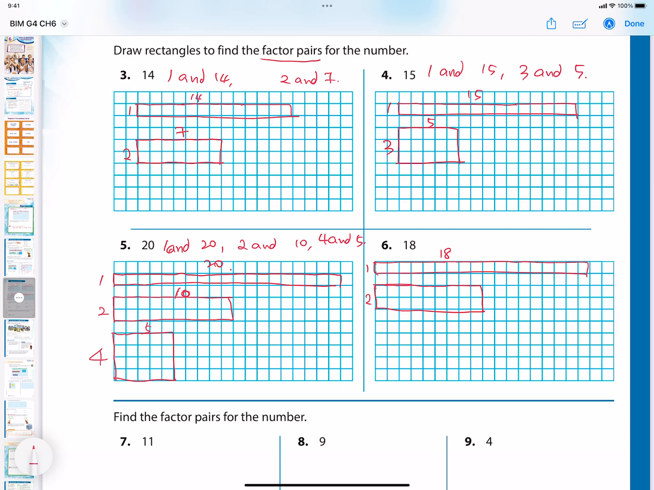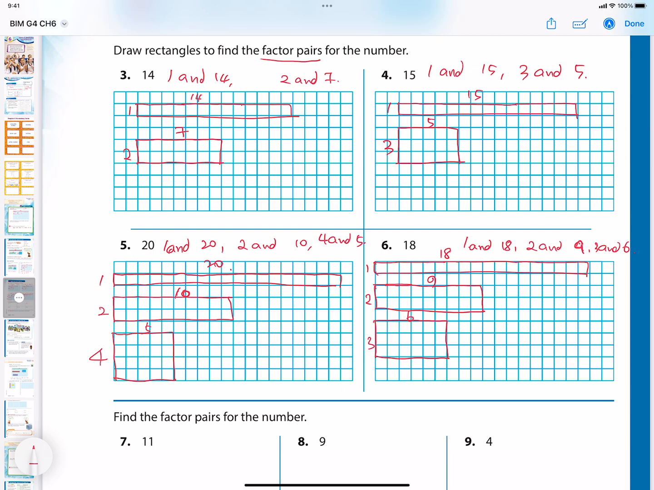Okay, what about 3 times table? Yes, 3 times what? 6. 1, 2, 3, 4, 5, 6. That's also what? 18, right? Okay, now, what about 4? 4 times table? No. What about 5? No. Okay, since we have 6 times 3 is 18, we don't have to go more than that. So I can say what? Factor pairs are 1 and 18, 2 and 9, and 3 and 6.